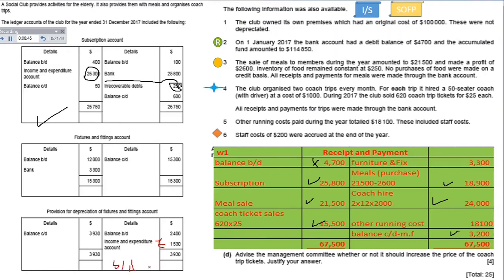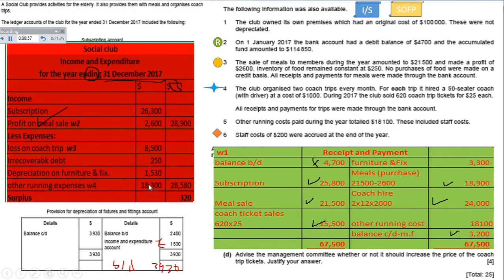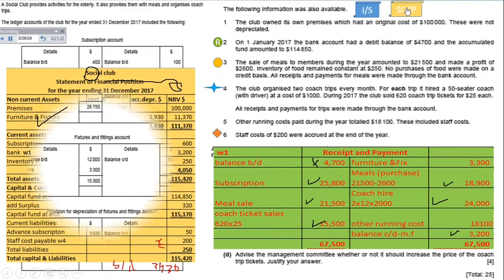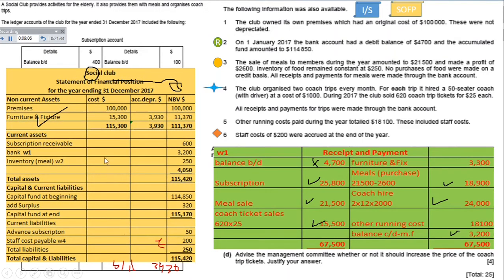The closing provision 3930 you will have to deduct from the cost. There is a cost of 1530, so that's what we are going to show. In the income statement, 1530 is shown as expenses. You can see here depreciation expenses, and then in the statement of financial position you need to put the cost, which is 15300, and then accumulated depreciation 3930. That's deducted out here, so that this minus this comes here, 11370. That is the net book value of the furniture and fixtures.